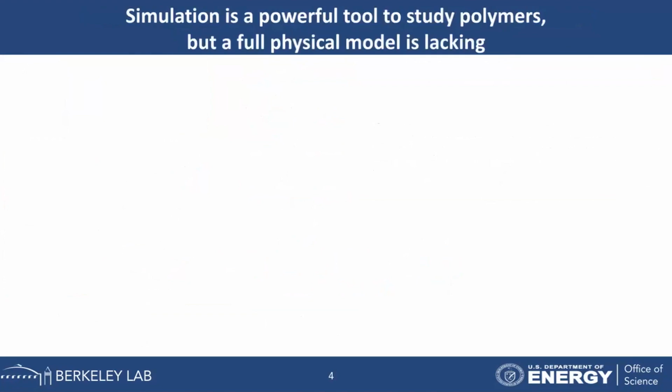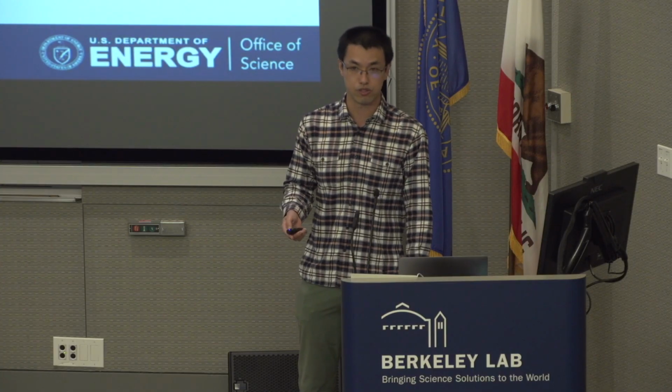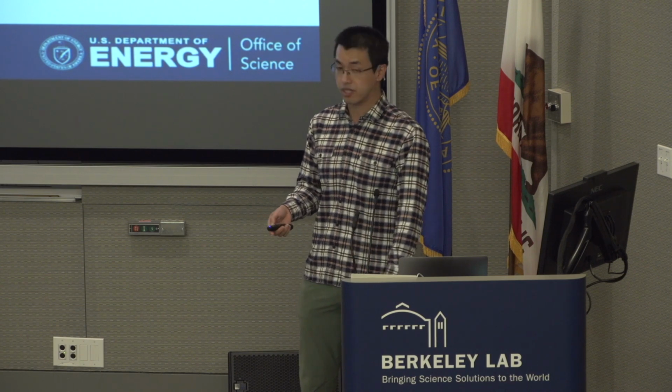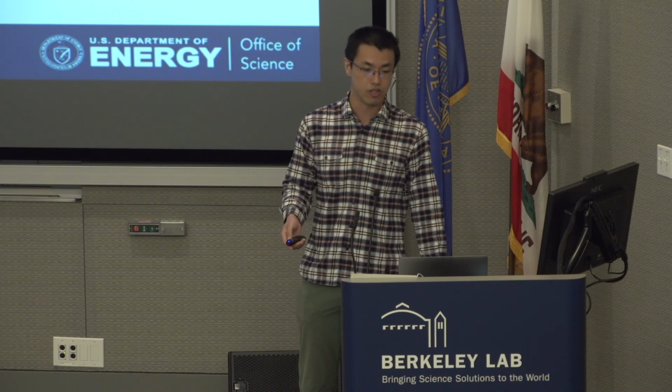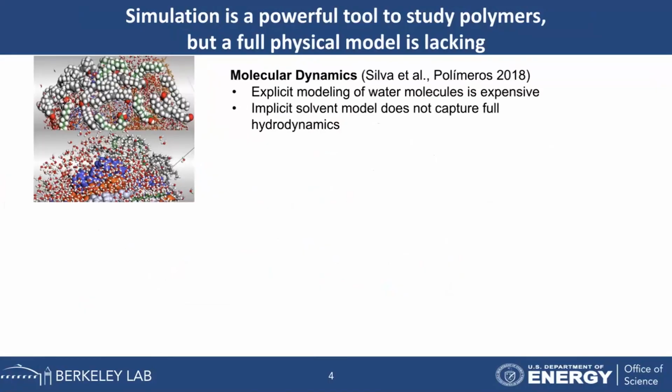Since polymers are important in many areas, there have already been many studies out there, and simulation is a big part of it because it's a powerful tool to access many length scales. But because the separation of length scale is so large, a full physical model is still lacking. On one hand, molecular dynamics is a good method to get down to every atom. But explicitly modeling every atom is computationally expensive.